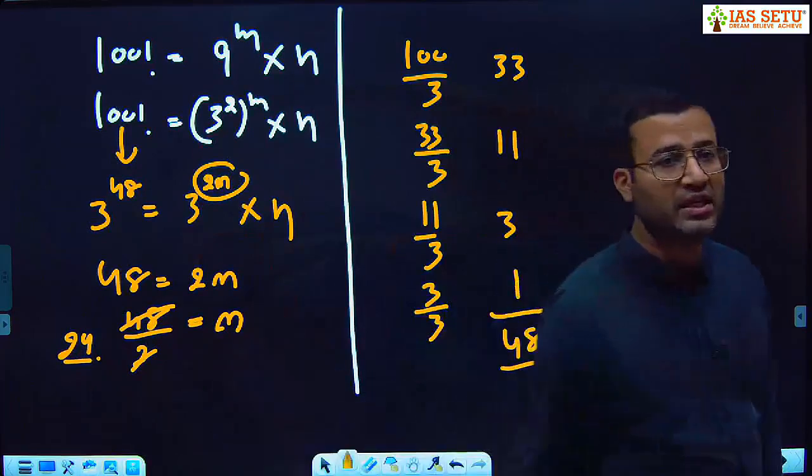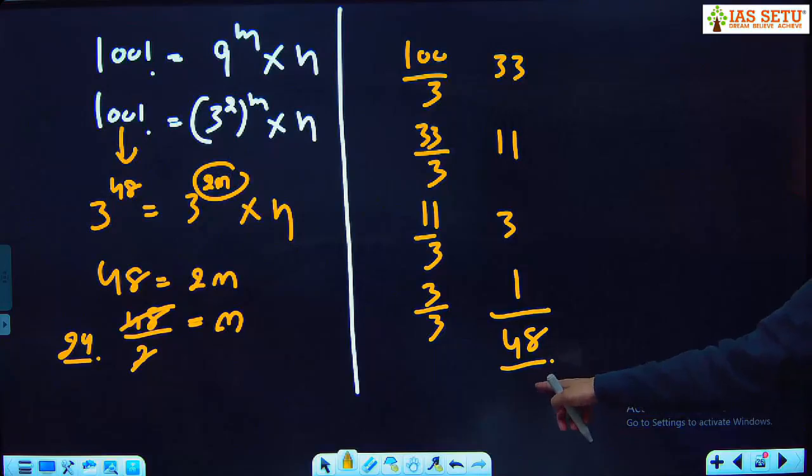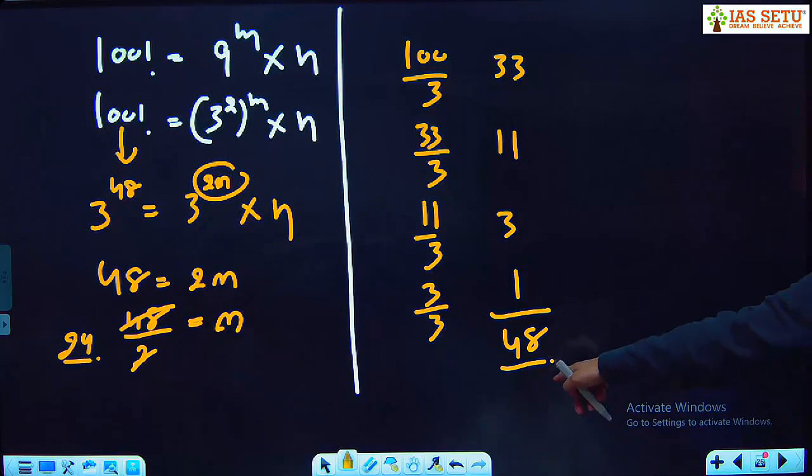So how many 9s are there here? 24. 3 is 48. How many 3s are there? 48. So 3 into 3 give you 9. So you have to take pair. You have to take pair.